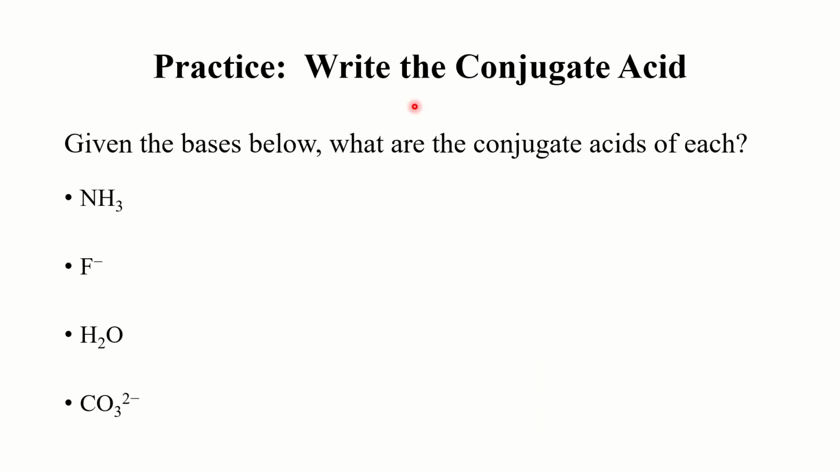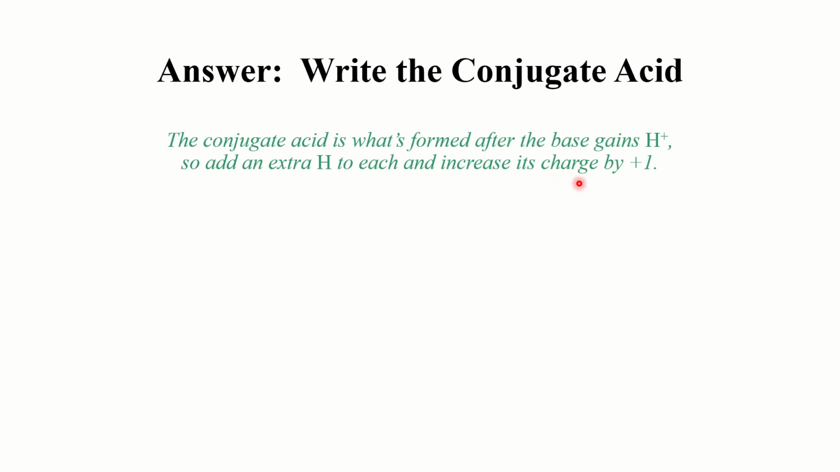All right, one more practice problem for you to try. Please pause the video, and given the bases below, what are the conjugate acids of each? All right, so we should know that the conjugate acid is what's formed after the base gains an H+. So all you need to do here is to add an extra hydrogen to each formula and then increase its charge by +1. So if we have the base NH3, the conjugate acid would be NH4+.